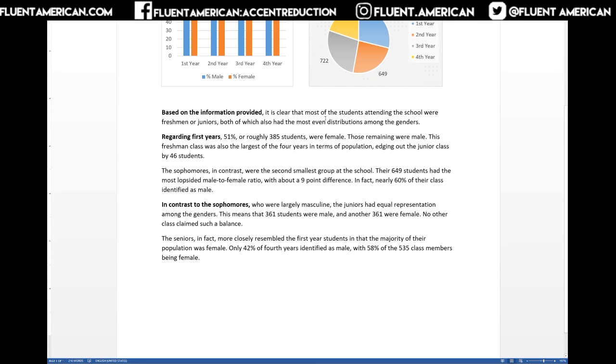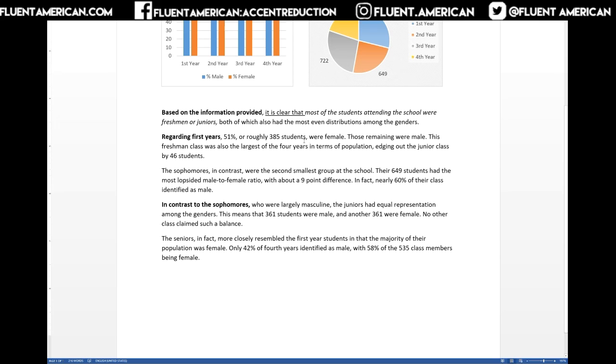We also have multiple clauses. So for instance, it is clear that most of the students were freshmen and juniors. Okay, so you have two clauses here. It is clear that, followed by another one. And then we're adding on another whole part to this as well, both of which also had the most even distributions. So here you're adding on a little adjective phrase. Okay, so we have multiple clauses going on here.